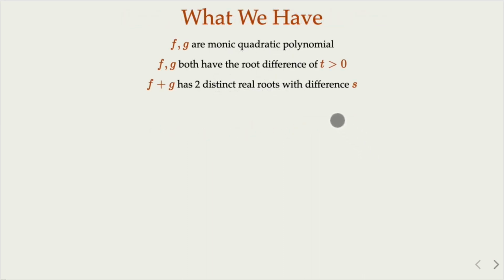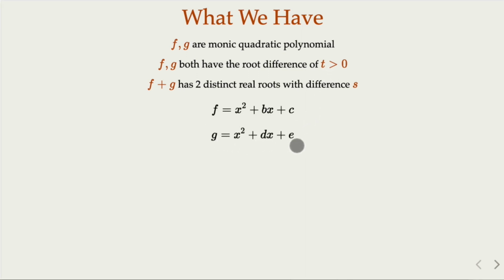We're given f and g have the same root difference t, and we'll try to prove s is smaller than or equal to t. Alright, let's plug in the formula here. g has coefficients d and e, and we plug in the formula because they have the same root difference t. That's the equation we have.